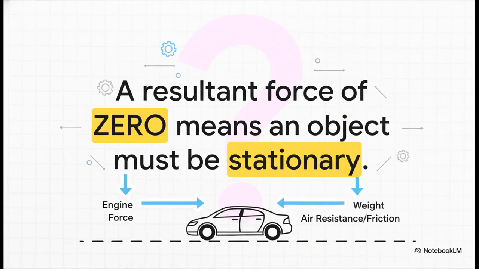And we'll finish up with a little brain teaser. A resultant force of 0 means an object must be stationary. True or false? Think about a car that's driving along the motorway at a perfectly steady speed. What do you think its resultant force is? This question leads us straight into the next massive topic in physics, Newton's laws. Have a good think about it, and we'll see you in the next explainer.